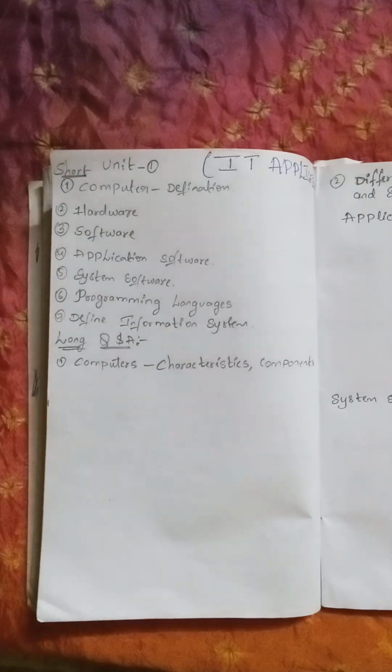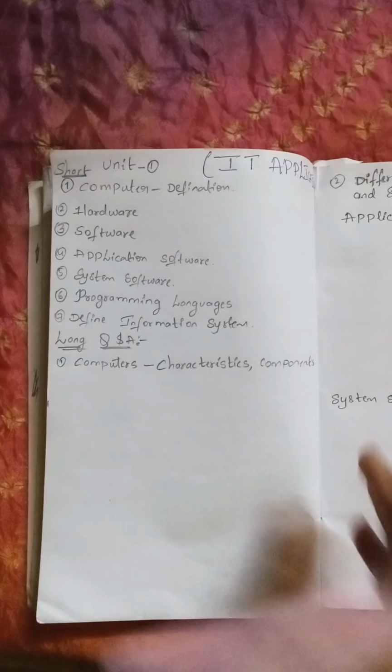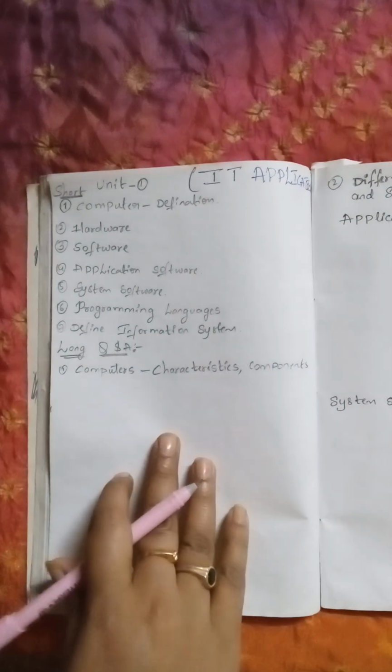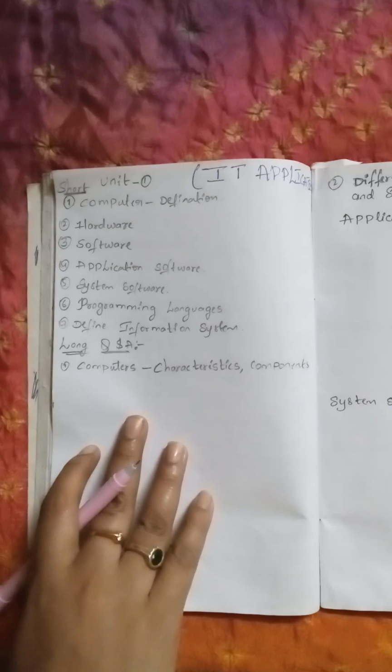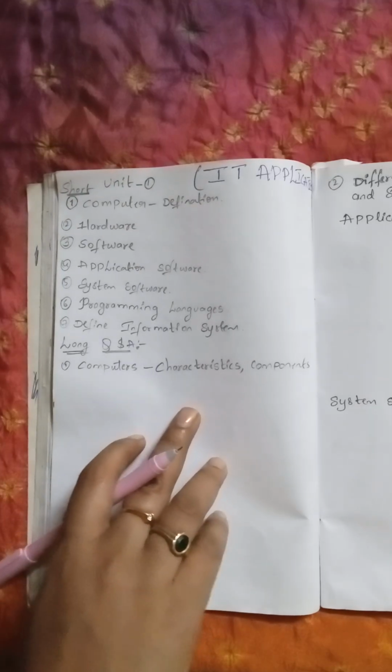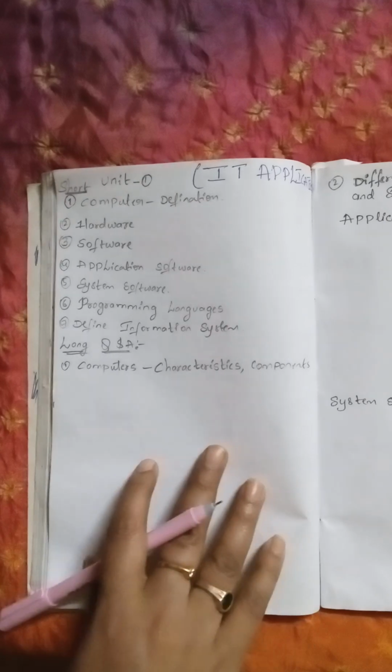So first we have to know the content. If we know the content, we can elaborate and write the answer. Am I clear? So let's discuss the long answers. Long answers are mostly repeated: what are the computer characteristics, and write about computer components. So I'm explaining this now.